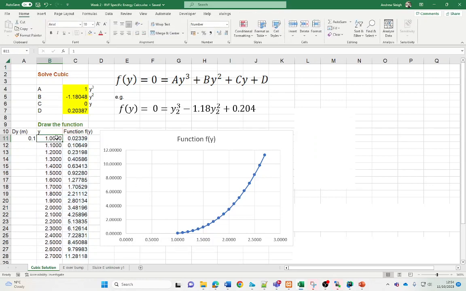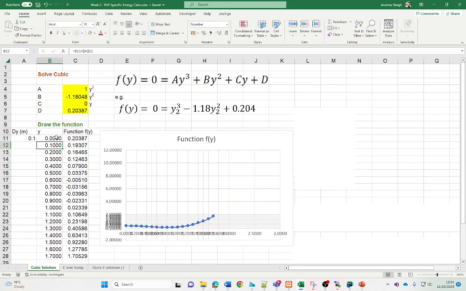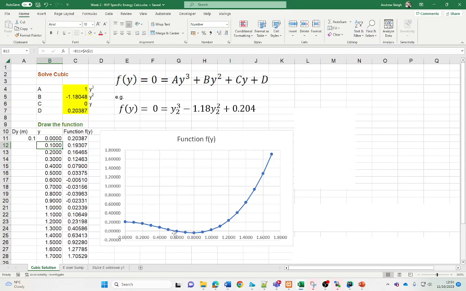So let's put 0 as the start value in here. We see that it crosses just below 0.6 and just below 0.1, but this is not very useful. We want to be focusing this graph on where it crosses the x-axis. And actually there'll be another solution that's negative.